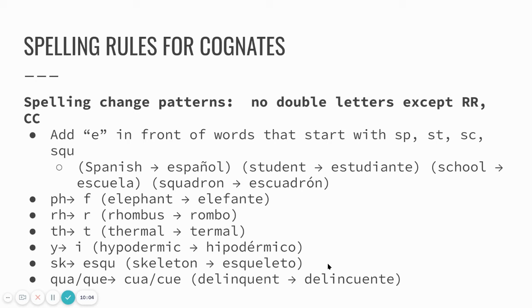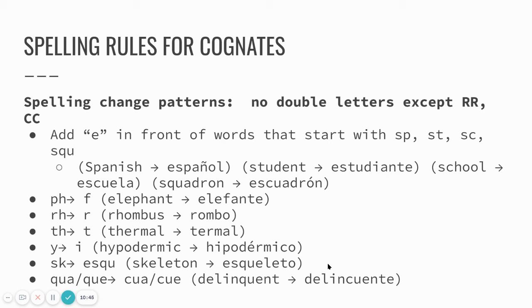Now, if you look at the PH, that's an F sound. So Spanish is like, well, why not just use an F? Makes a lot of sense. An RH, where the H is usually kind of silent, we don't really see this in a whole lot of everyday words in English, so you're not going to see it in a whole lot of everyday words in Spanish. This is a math term, a rhombus, which is a type of quadrilateral. It's rhombus in English and rombo in Spanish.